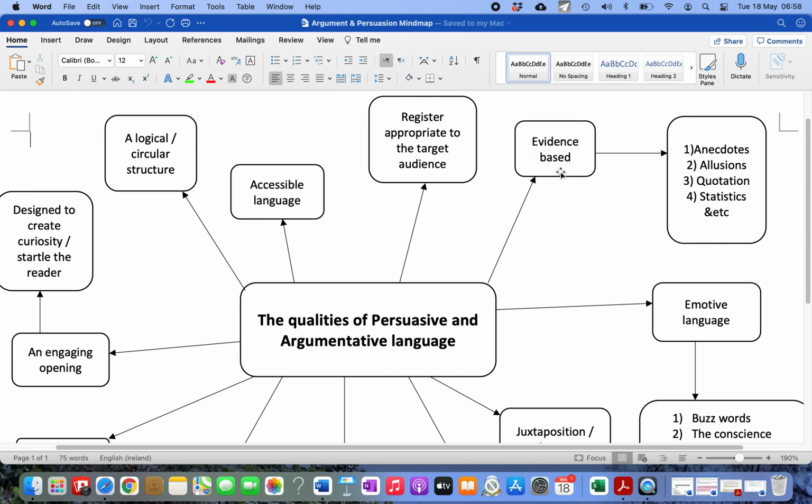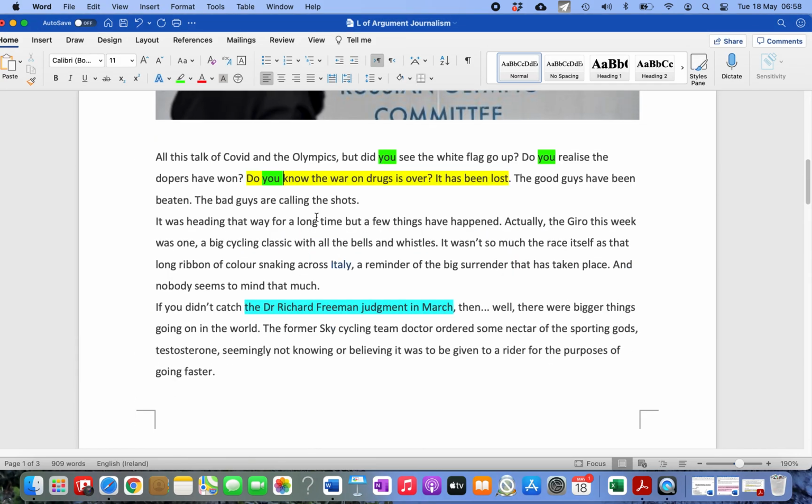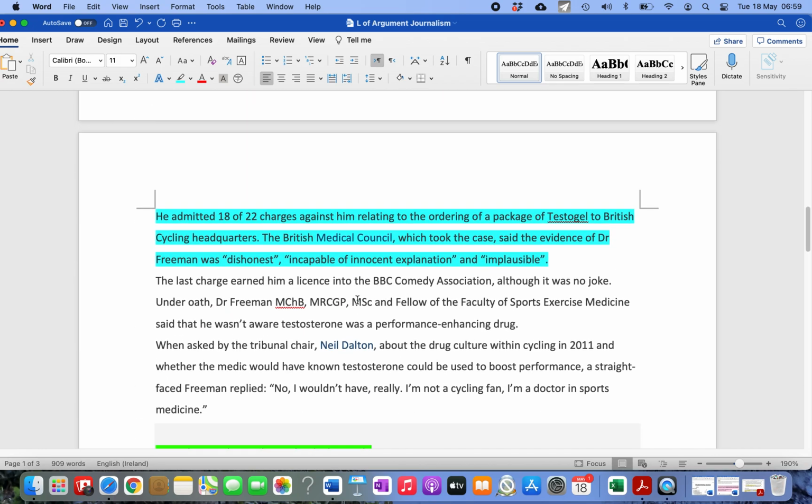Now, this is the key. If he makes this bold statement, the war on drugs is over, it has been lost, and then he's not able to back that up with specific source material or evidence, well, then the article is weak. But watch what he does. He refers to the Giro. He refers to the Dr. Richard Freeman judgment last March. He knows that Dr. Richard Freeman was the Team Sky doctor. He gives all this detail.